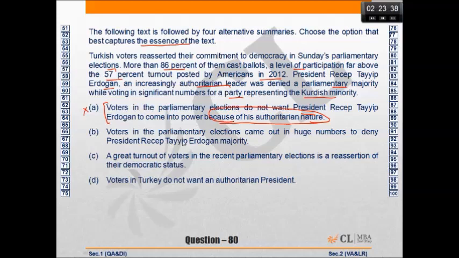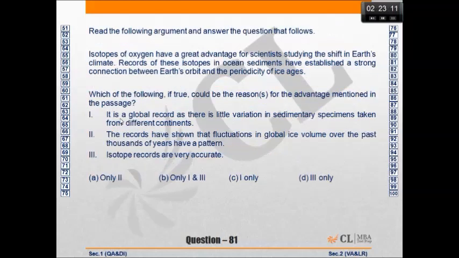Choice B: voters in the parliamentary elections came out in huge numbers to deny. This can be there because the difference between A and B is that A is giving a reason and B is not giving a reason, and there is no specific reason attributed in the passage. So B could be the answer, but let's look at the subsequent statements. A great turnout of voters in the parliamentary election is an assertion of that. No. Voters in Turkey do not want an authority in this. No, the correct answer has to be choice B. Okay, 81.